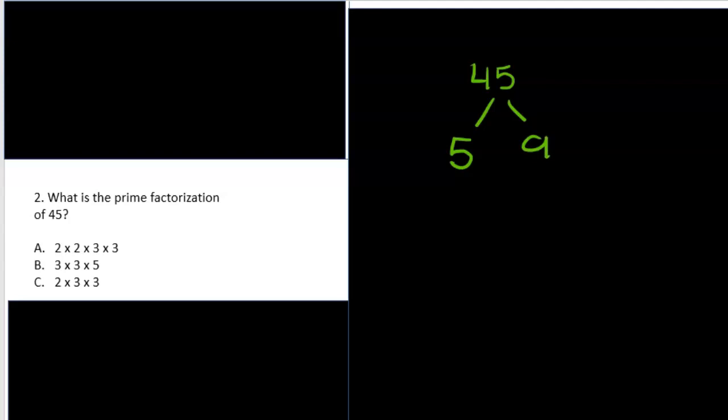Now I'm not done yet because I only have one prime factor here. I need to factor my 9 into 3 times 3. Okay, now I have prime factors all at the bottom of my factor tree.